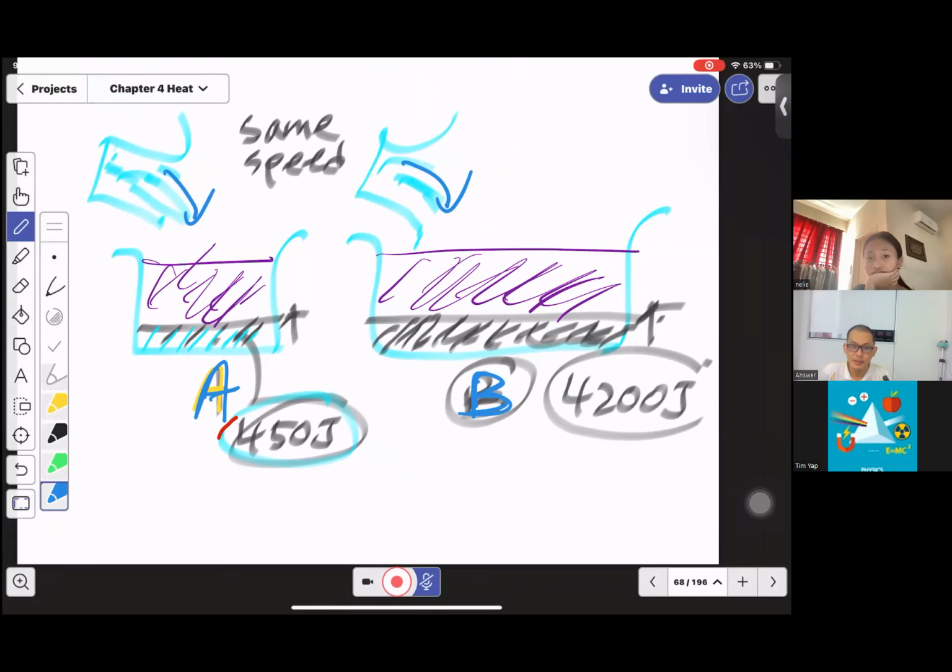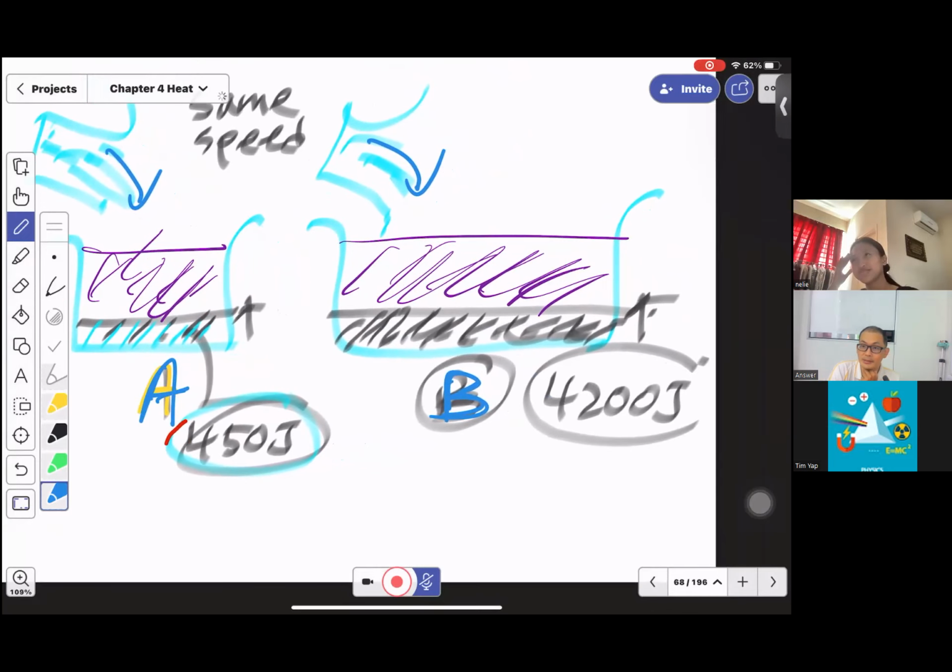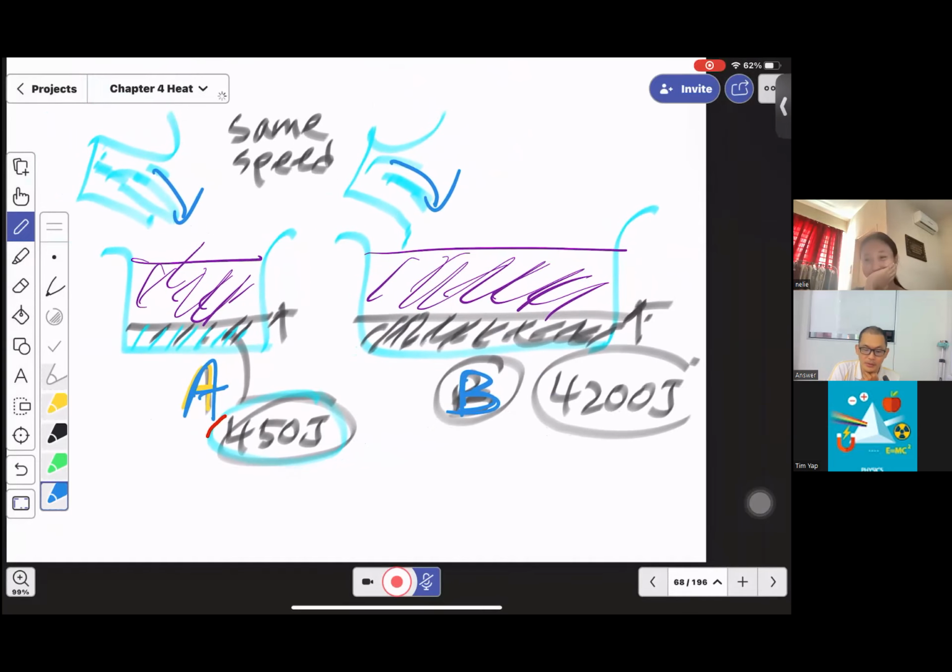See again. I pour the water into two different types of container, A and B. Which container will the water level rise up faster, A or B? The bigger one takes a longer time to rise up, right? You need to fill up the water here before it can rise up. But this one you fill up a bit only, and it can rise up.